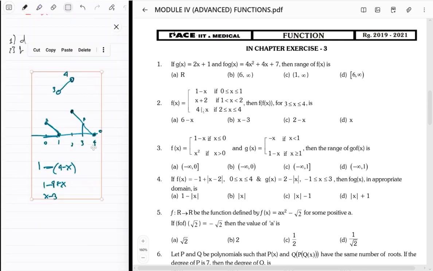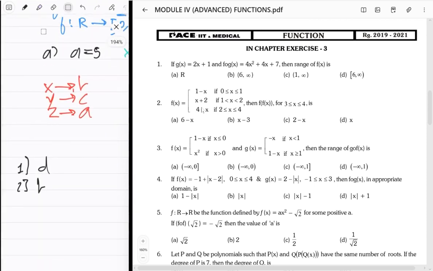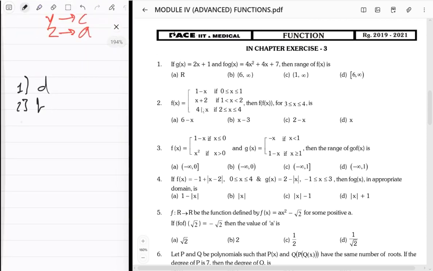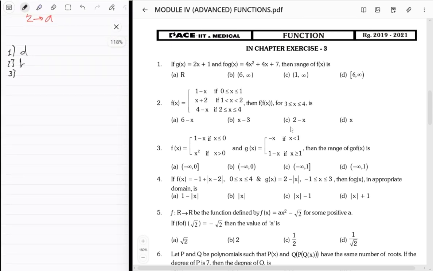Okay, we didn't actually have to graph this out, but whatever. Third is f of x is equal to this. So 1 minus x if x is less than or equal to 0. Range of g of f of x. Okay, this time we have to graph this out. Let's do it.